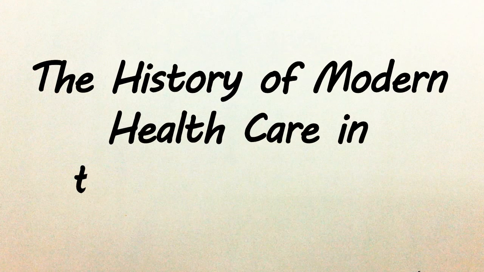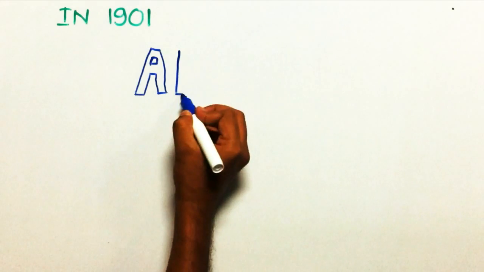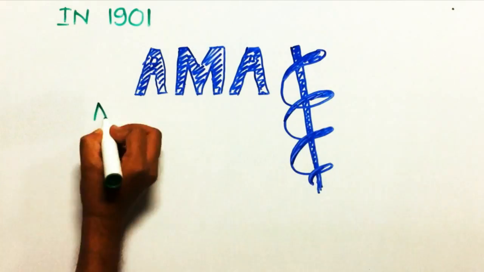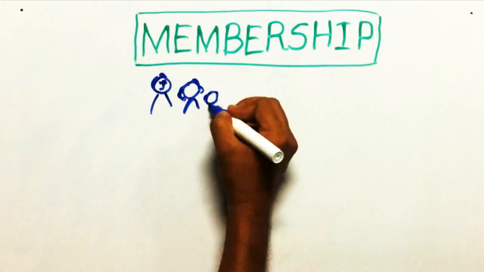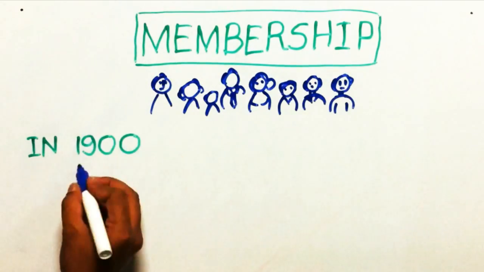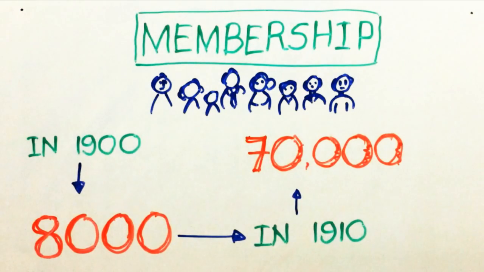Today we're going to talk about the modern healthcare system in the United States and get a history and timeline of how we got to where we are today. In 1901, the American Medical Association becomes a national organization. Membership goes from about 8,000 physicians in 1900 to 70,000 in 1910. This is the beginning of organized medicine.